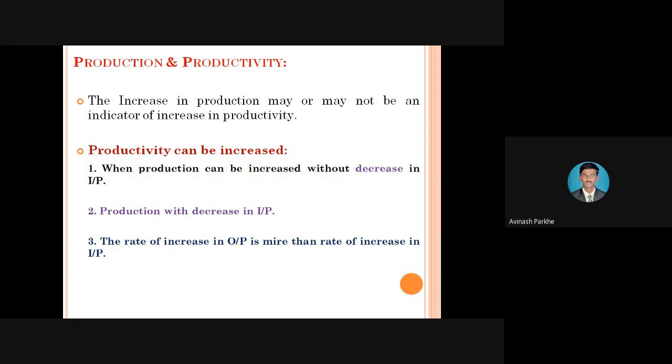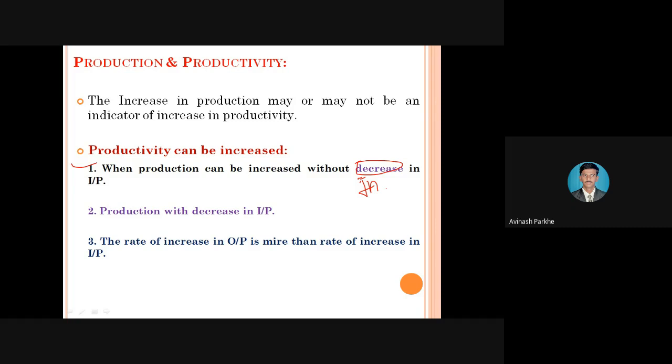And for productivity to increase, the first condition is when production can be increased without an increase in input. When production can be increased without increasing input, I can say that productivity can increase. Second, production with a decrease in input: if your input parameters decrease, then and only then can I say that productivity can be increased.